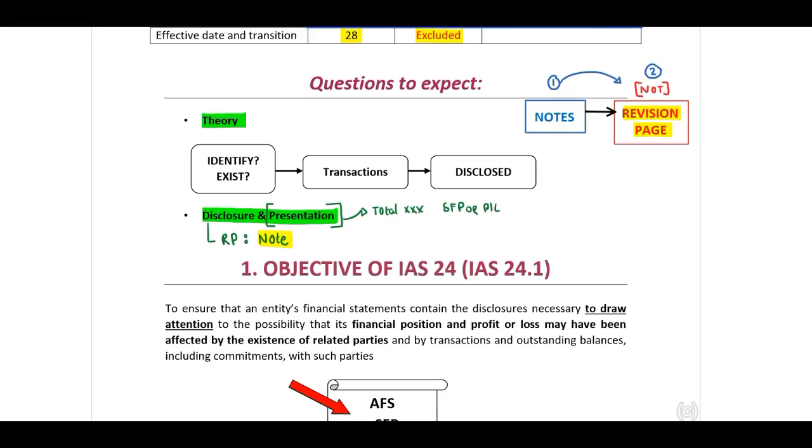Your first step, you need to be able to identify if there is a related party. Does a related party transaction exist? And then secondly, if there is such a transaction, you need to be able to identify the transaction and always think about your journal entries, recognition. And if you have identified that there's a related party, you need to know how to disclose this in the note of the financial statements.